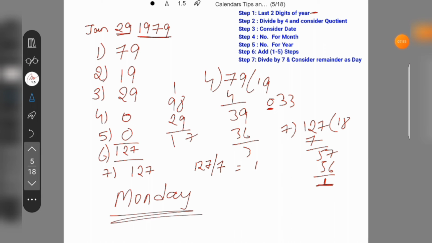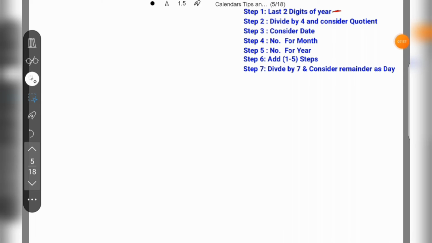So you understood the steps, right? We'll try one more example here. So let me clear this one. Let us consider one more example. Say for example you want to calculate something like 3rd May 2013.